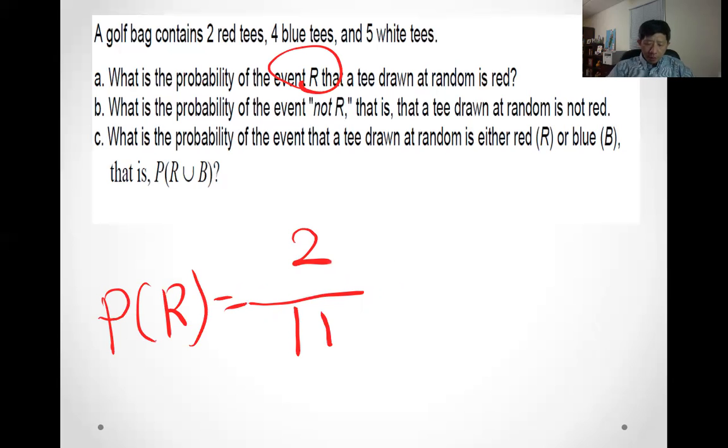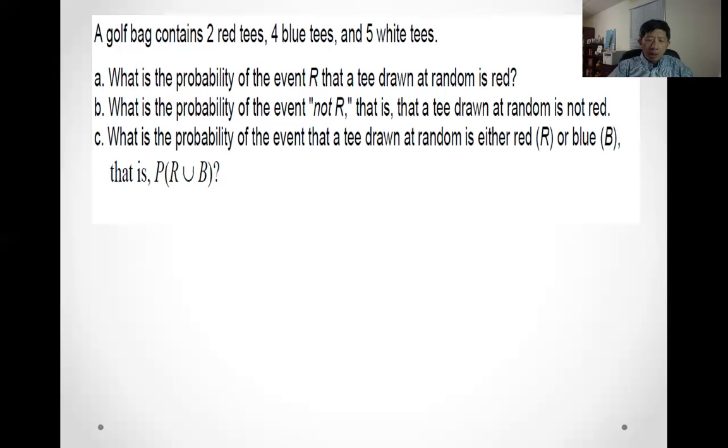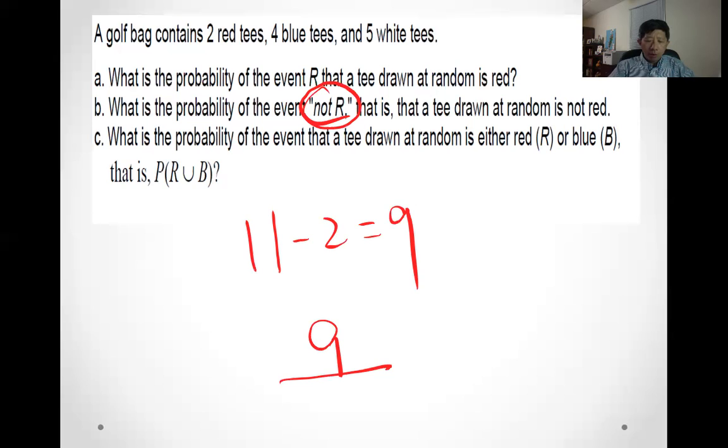And then what next? Not R. So we get 11 minus 2, which is 9, right? So we have 9 out of the total. How many for total? 11, right? So this is 9 out of 11, okay?